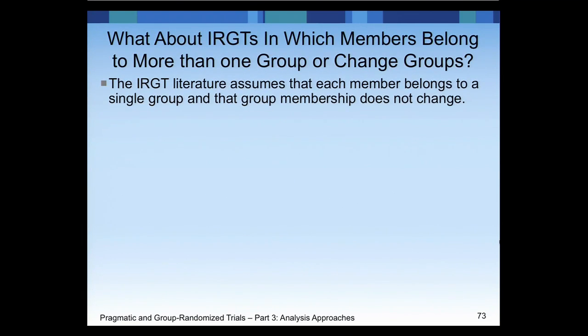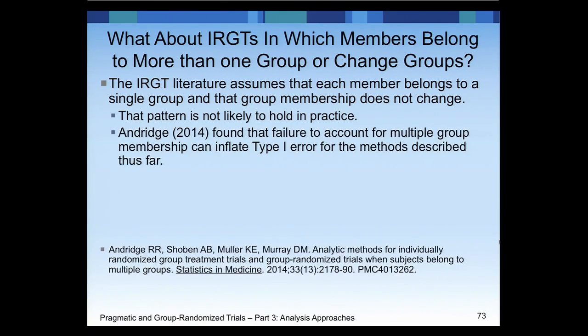members. What about individually randomized group treatment trials where members belong to one or more group at the same time, or change groups over the course of the study? The literature in individually randomized group treatment trials assumes that each member belongs to just one group and that the group doesn't change over time. That pattern is not likely to hold in practice.